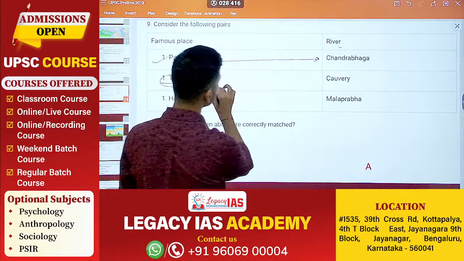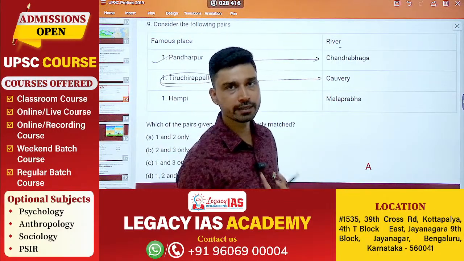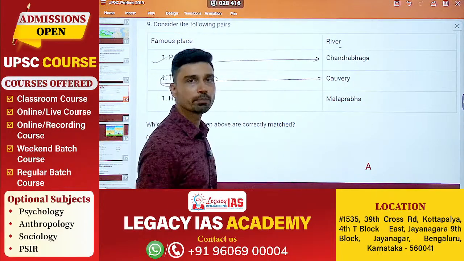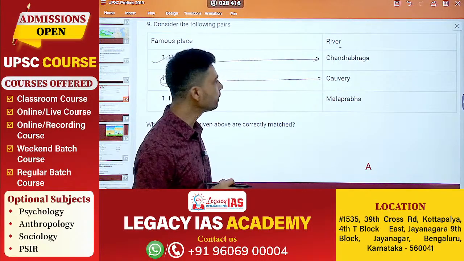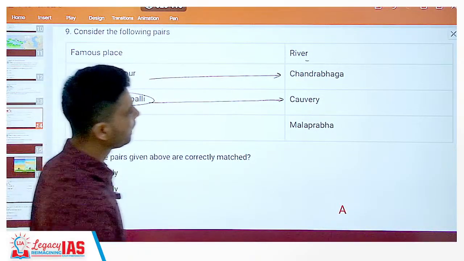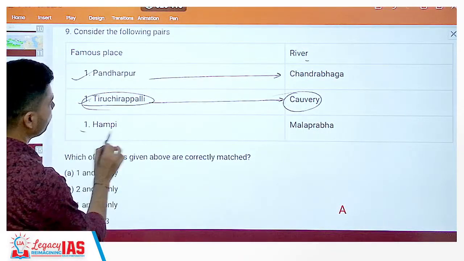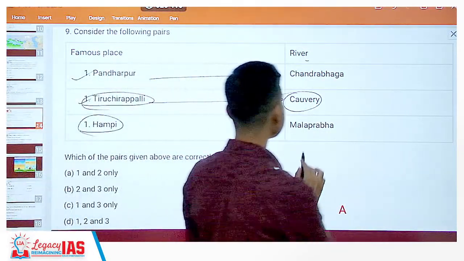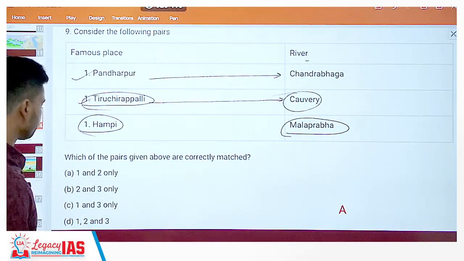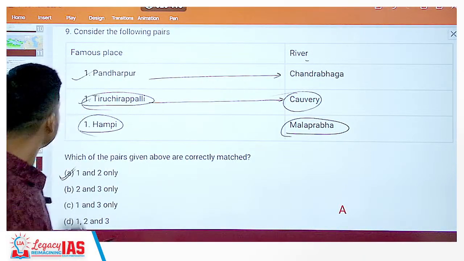This is also correct, because the Kaveri river, after originating from the Talakaveri region of Karnataka in the Kodagu district, flows over the plateau region of Karnataka, then descends to the plains of Tamil Nadu, and from Tiruchirappalli it starts its delta formation. That is why Trichy, or Tiruchirappalli, is indeed situated on the bank of river Kaveri. Hampi, Malprabha, is actually incorrect. Hampi is not situated on the bank of river Malprabha. So the correct answer is A. 1 and 2 is the only option that is correctly matched here.